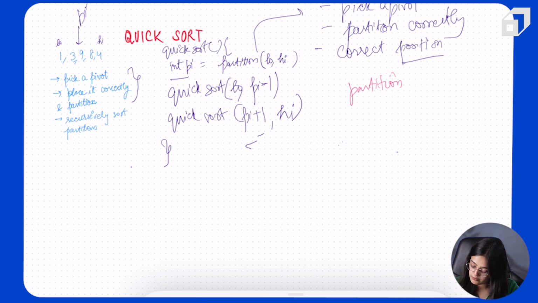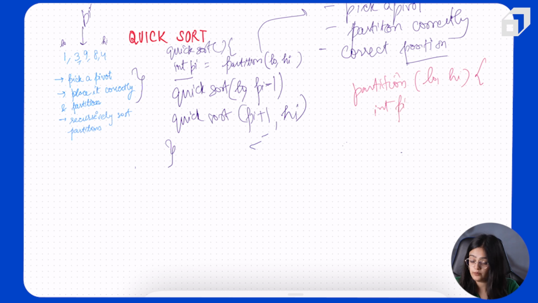Let's just quickly do it. It'll take low and high. So we'll just assign the last element as the pivot element. So let's say int pivotValue is array of high, right?